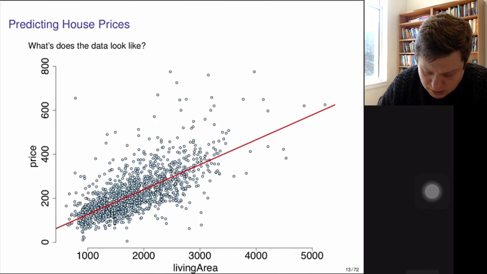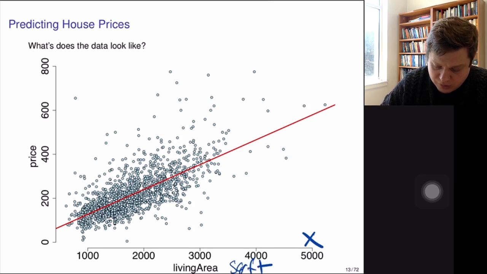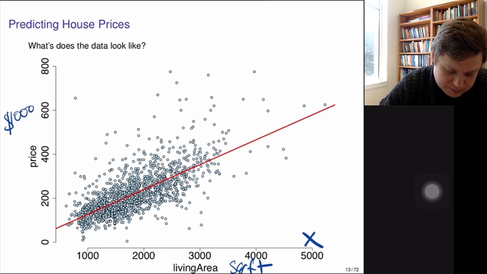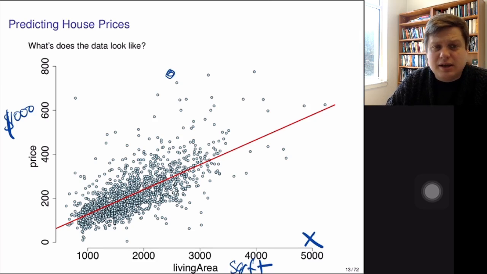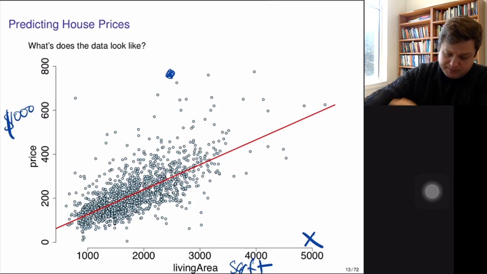So let's look at the data. We're going to look at the sales data from one of the counties in New York. On the x-axis, we have the living area measured in square feet. We have houses up to 5,000 square feet here. And here we have the price measured in $1,000. The most expensive house here is slightly under $800,000. This is data from 10 years ago where house prices were much lower than they are today.